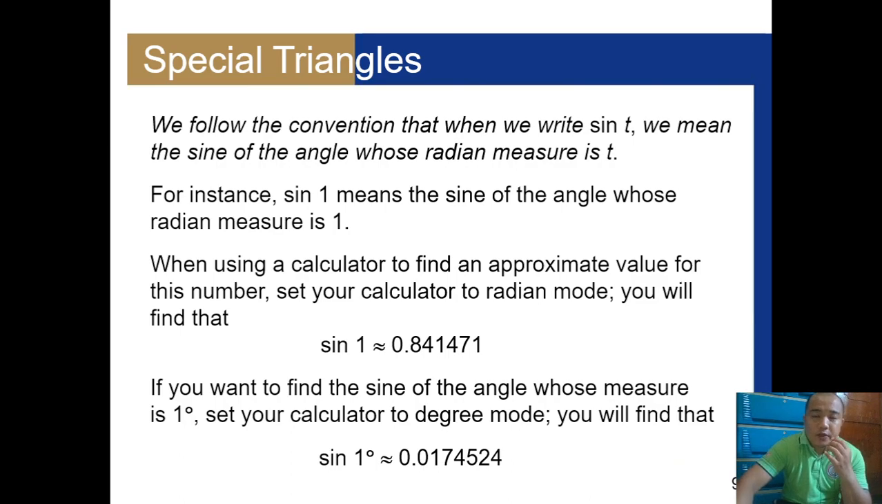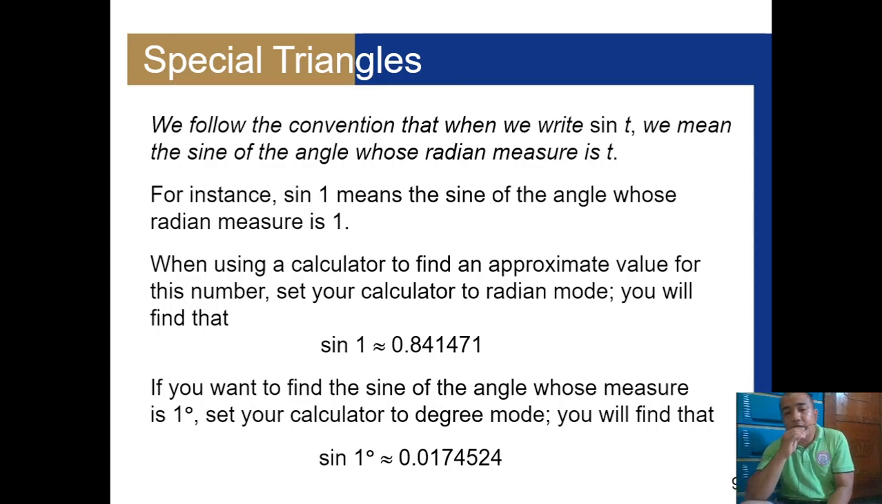We follow the convention that when we write sine t, we mean the sine of the angle whose radian measure is t. For instance, sine 1 means the sine of the angle whose radian measure is 1. Now, when using a calculator to find an approximate value for this number, set your calculator to radian mode. You will find that sine 1 is 0.841471.